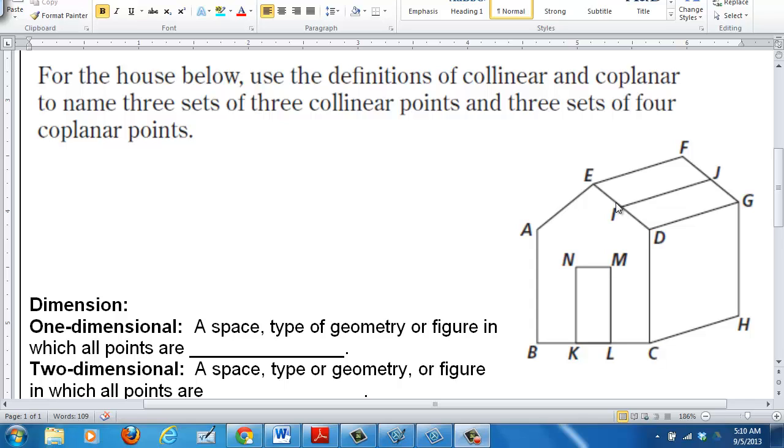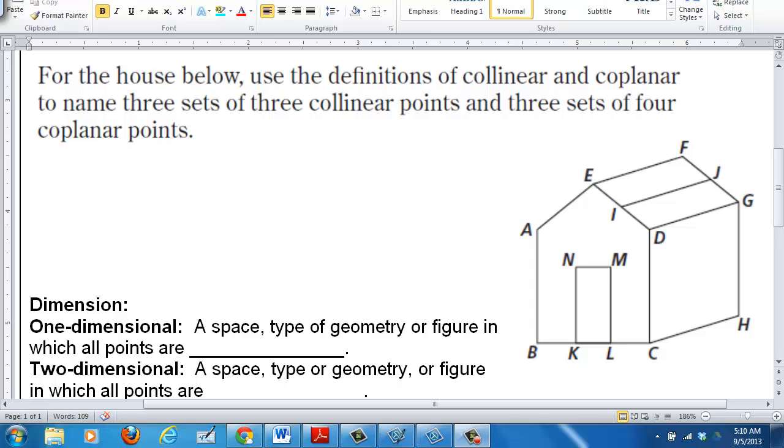So here's what we're asking. We're really getting at those definitions of collinear and coplanar. And what we want to do is say, all right, let's see if we can name 3 sets of collinear points. When we do that, we want 3 collinear points and 3 sets of 4 coplanar points. Okay, so let's talk about the collinear ones first.